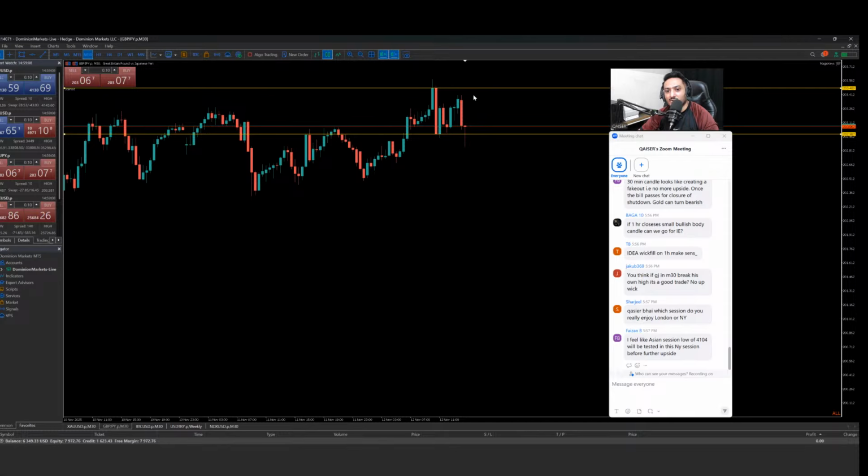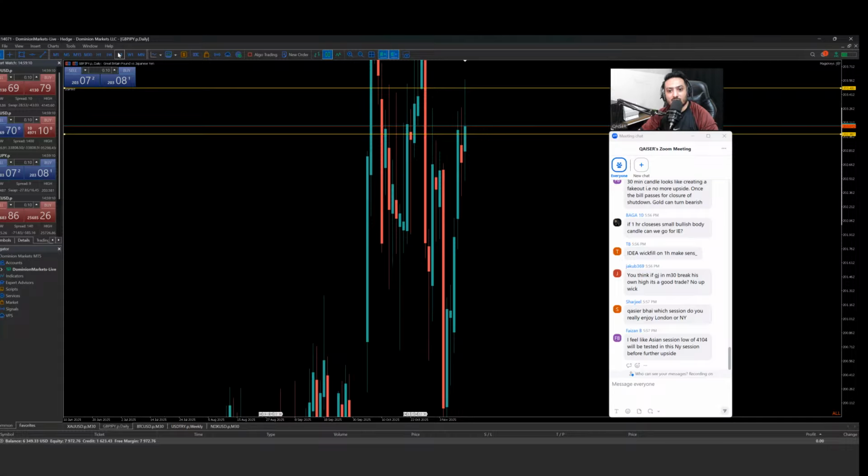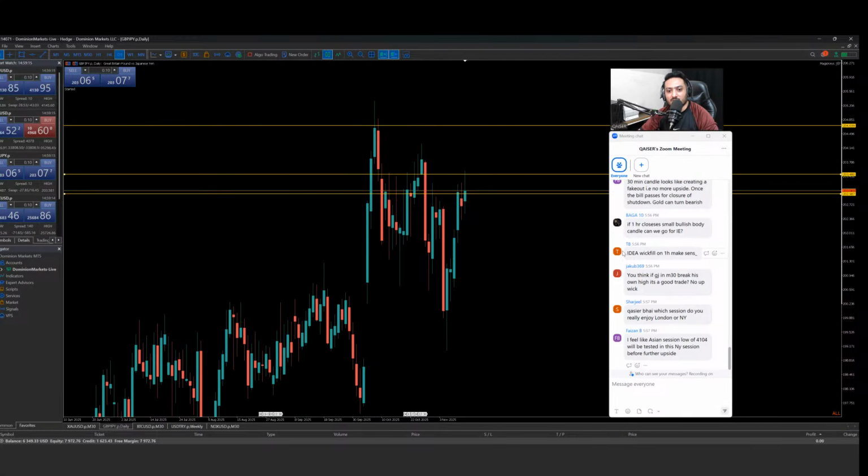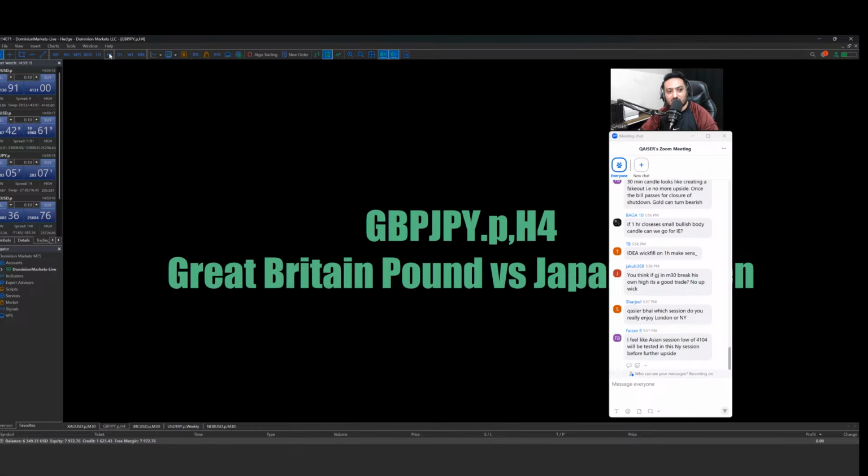I would say if you're going to break above this high, let me look at the daily time frame. Breaking above these highs is an impulse entry, again rejections, very messy price action on GJ.